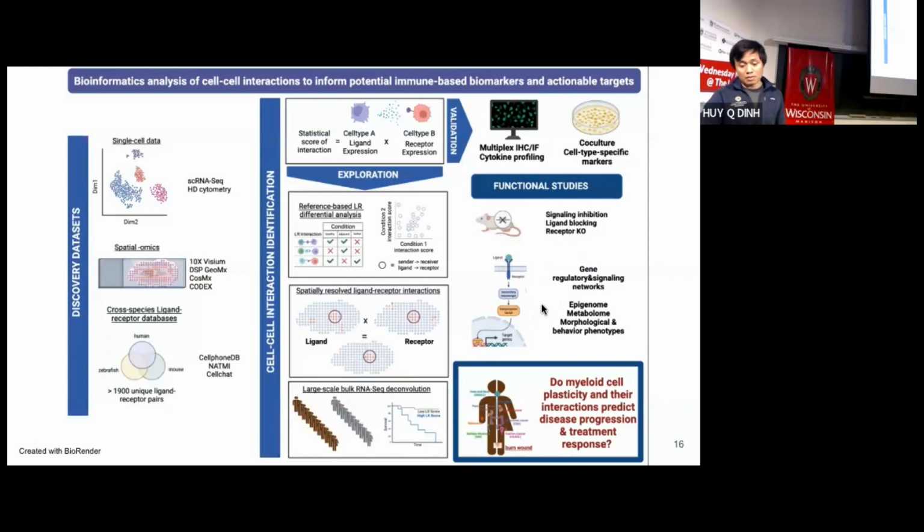And down the road, we want to incorporate the gene regulatory and signaling pathways, because what we saw here are just upstream signaling. We want to add epigenetic, metabolism, and morphological and behavior features that we can identify from images. So we want to ask whether the myeloid cell types, their plasticity and their interactions can predict disease progression and response to certain treatment.